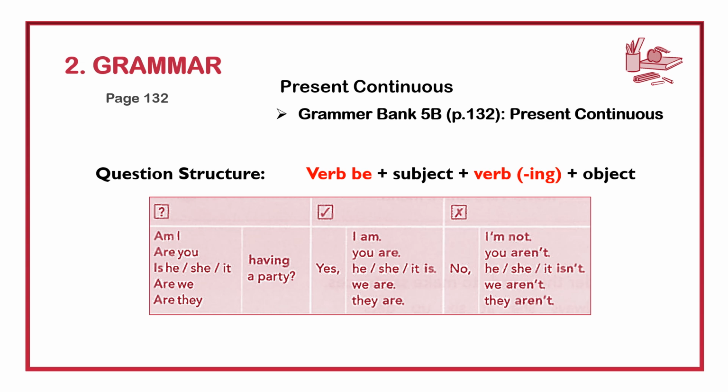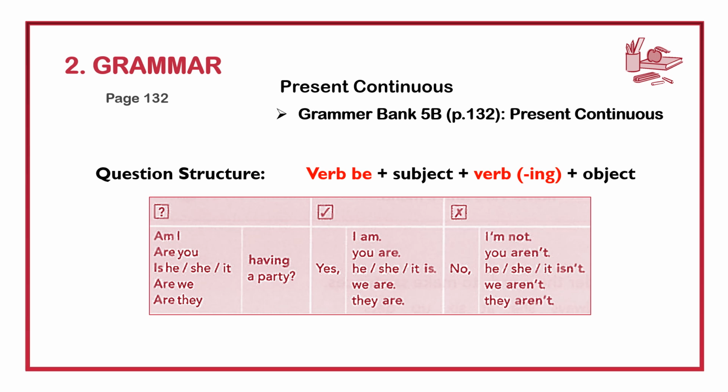To change the sentence into a question form, we need first the verb be, then the subject, and then the verb in ing form. And then we can complete the question. So, am I having a party? Are you having a party? Is he having a party? Is she having a party? Is it having a party? Are we having a party? Are they having a party?